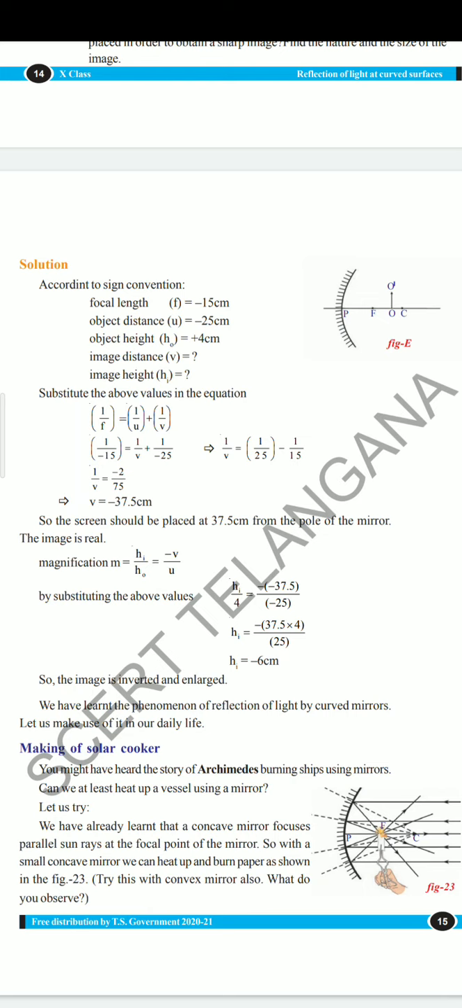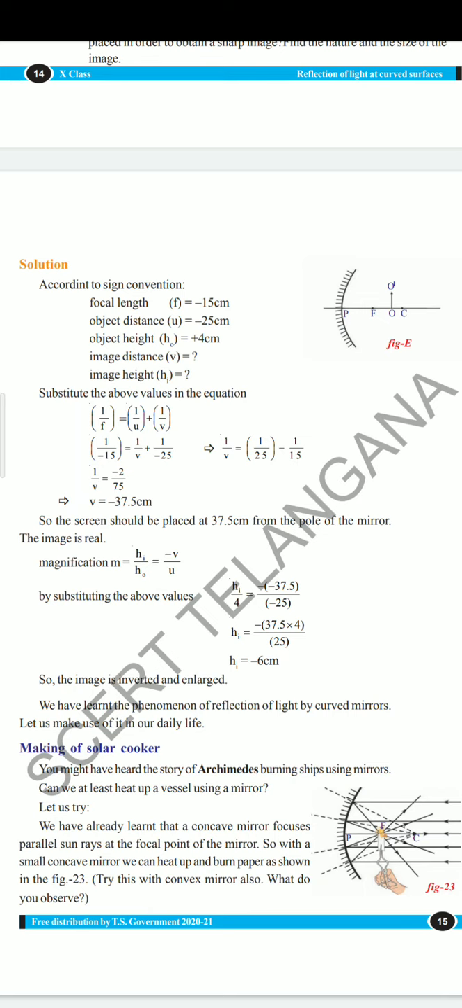1 by f is equal to 1 by u plus 1 by v. 1 by minus 15 is equal to 1 by v plus 1 by minus 25. That gives 1 by v is equal to 1 by 25 minus 1 by 15. 1 by v is equal to minus 2 divided by 75. v is equal to minus 37.5 centimeters. So the screen should be placed at 37.5 centimeters from the pole of the mirror.